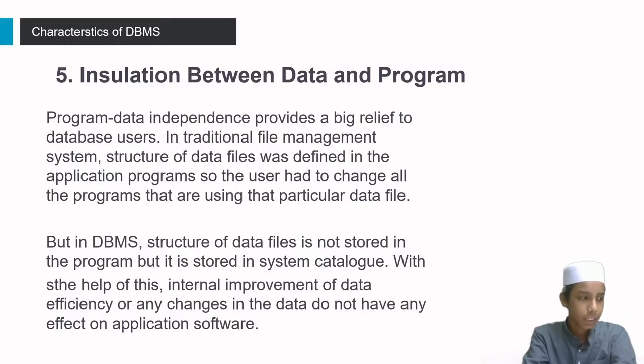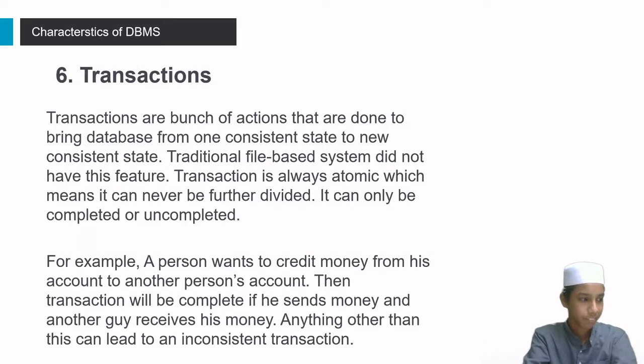So this is the fifth characteristic of DBMS. The sixth one is transactions. Transactions are a bunch of actions that are done to bring the database from one consistent state to a new consistent state. Traditional file management systems did not have this feature. A transaction is always atomic, which means it can never be further divided. It can only be completed or uncompleted.